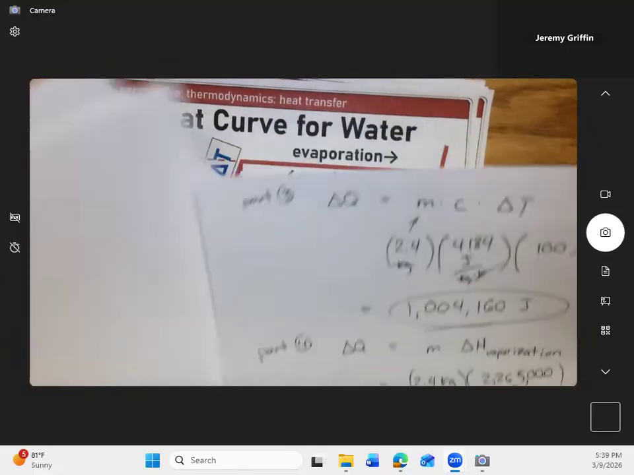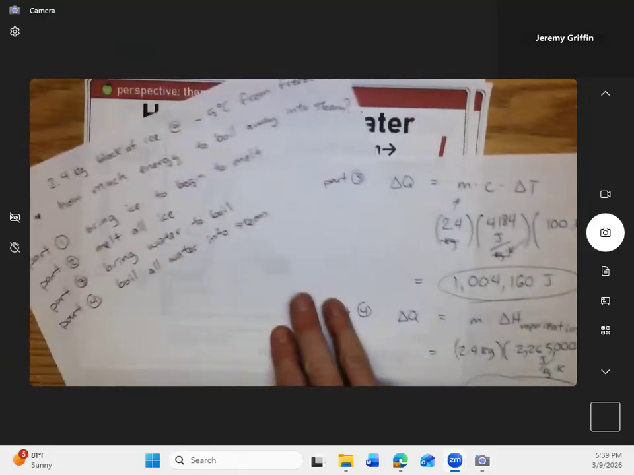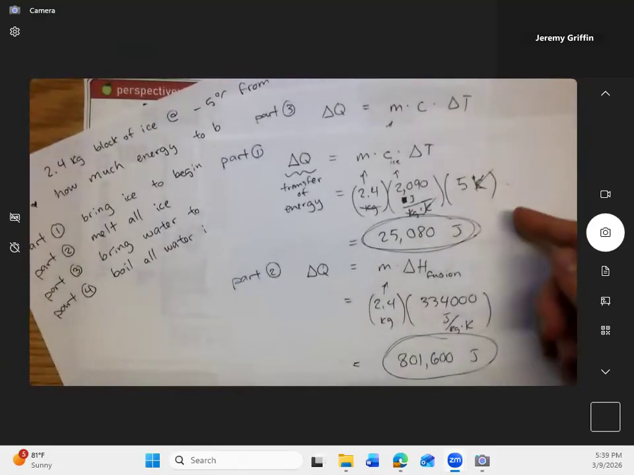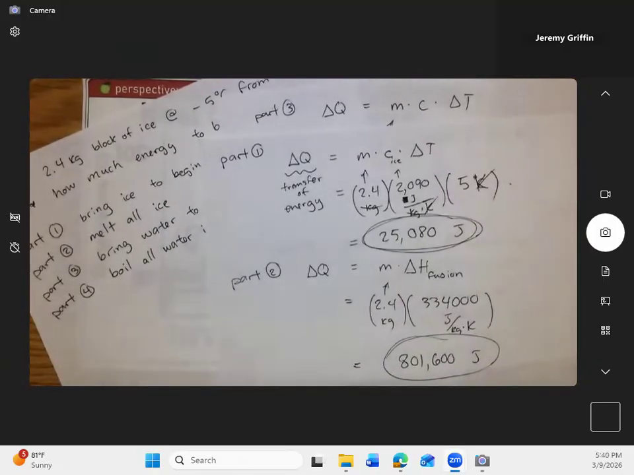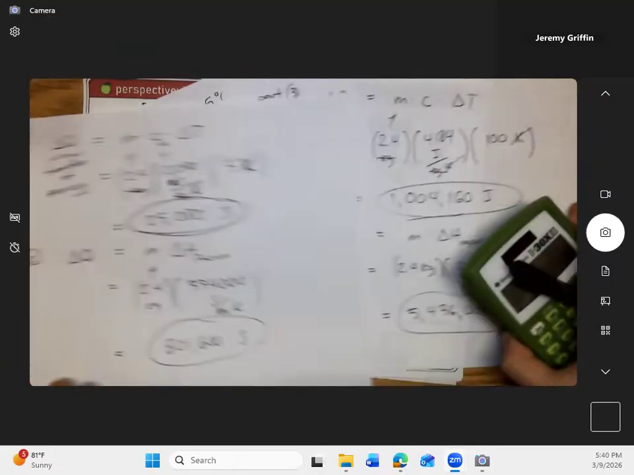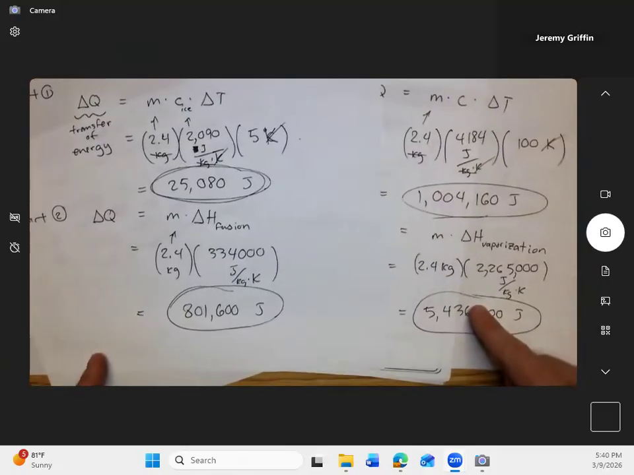So let's put it all together. There's parts 3 and 4. Here's the initial question, parts 3 and 4, and then here's parts 1 and 2. I circled all the energy values associated with all 4 parts. So now all we have to do is add these together. I'll just go ahead and add these together on my calculator screen. Part one, part two, part three, part four. Let's add it all together.